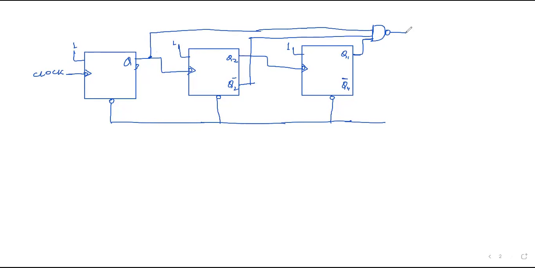Okay, and the output whatever is got here is connected with this one. Okay, so this is the question. You have to tell us which type of counter this is. Yes, anybody? Negative edge triggered counter. Yeah. Okay, so this is a negative.